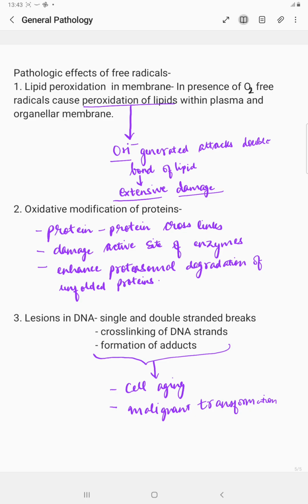Next, there are lesions in DNA. There are single and double stranded breaks, cross-linking of DNA strands and formation of adducts. This is the most important causative factor for cellular aging and malignant transformation.